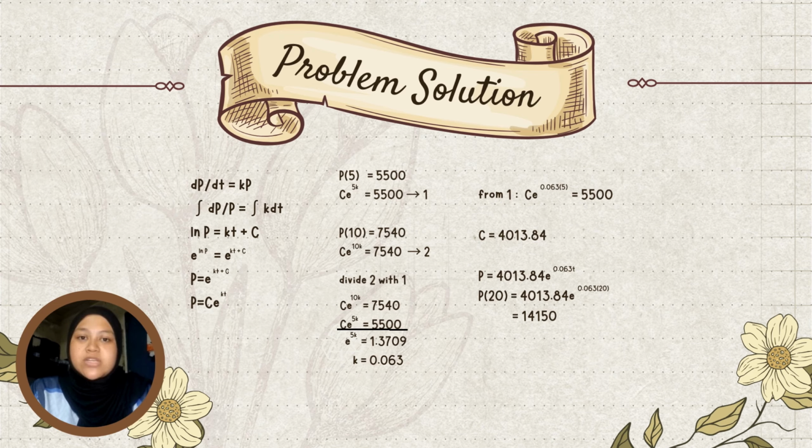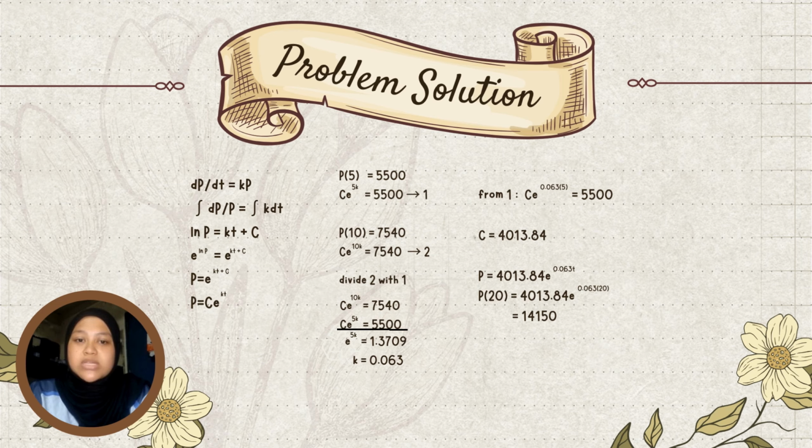We start with the differential equation dP/dt = kP, which represents population growth. We separate the variables and integrate both sides to obtain ln P = kt + C. By rewriting this equation, we get the exponential model P = Ce^(kt). Next, we substitute the given population values. When t = 5, the population is 5,500, and when t = 10, the population is 7,540.